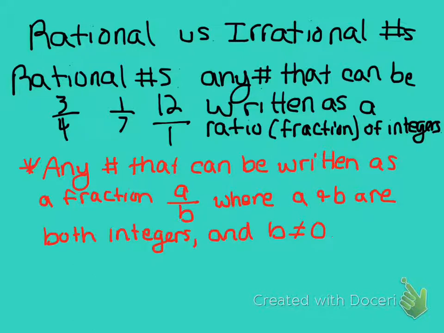Why can't b be 0? Remember, you cannot have a fraction with 0 on the bottom. That is undefined. You will never have a fraction where you have a 0 on the bottom. That cannot exist. So those are rational numbers. You have been dealing with rational numbers for a very long time.